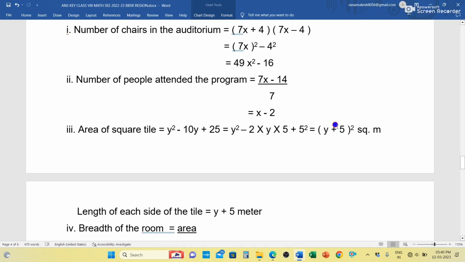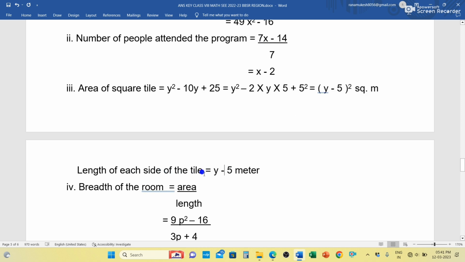Here I have written it wrong. a square minus 2ab plus b square equals (a minus b) whole square. So y square minus 10y plus 25 equals y square minus 2 into y into 5 plus 5 square. That means a equals y and b equals 5, so it is (y minus 5) whole square, that is (a minus b) whole square.